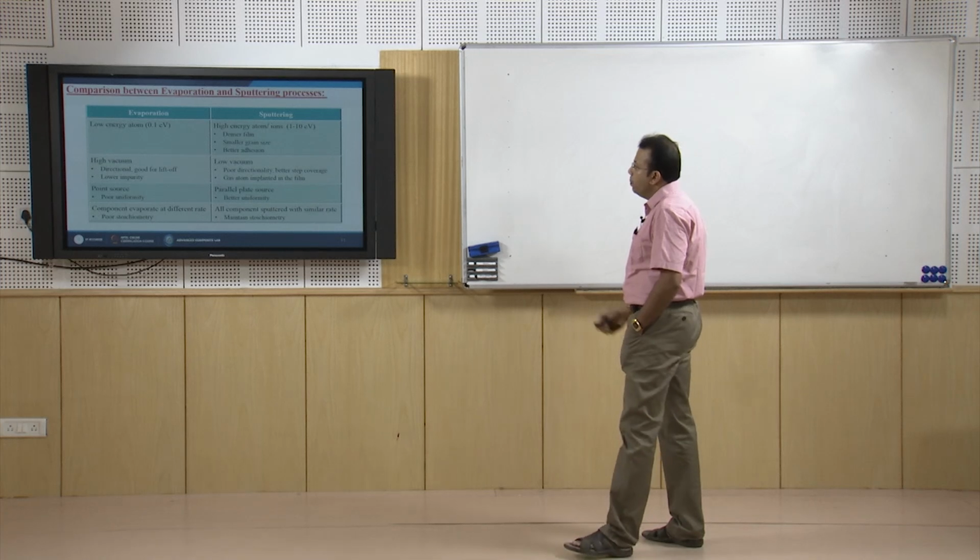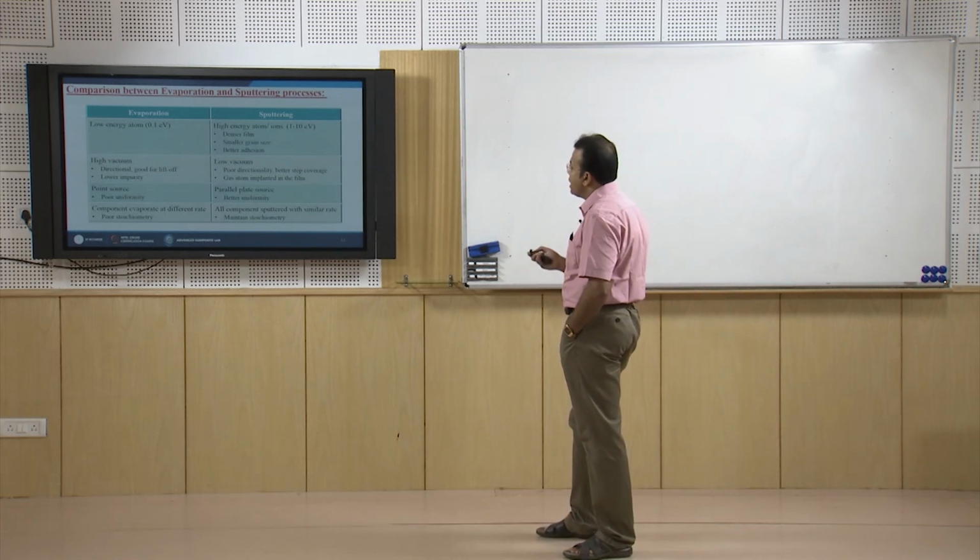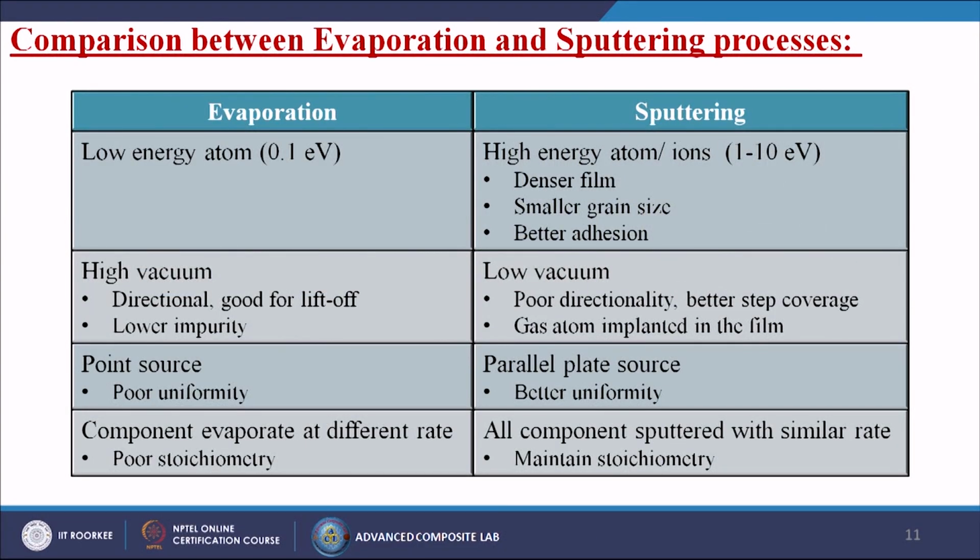So, now we are going to make a comparison between the evaporation and the sputtering processes. In evaporation, we generally use low energy atoms, about 0.1 electron volt. In sputtering, we generally use high energy atoms, or sometimes ions, generally in the range of 1 to 10 electron volt. A denser film, smaller grain size and better adhesion are all advantages of the sputtering technique. Evaporation methods use high vacuum, are directional, good for lift off, and lower impurity is possible. In sputtering we can work at low vacuum too, so there is poor directionality, better step coverage, and gas atoms implanted in the film.